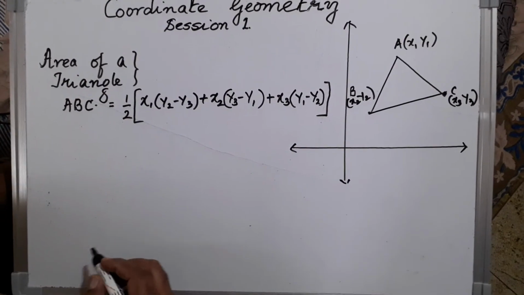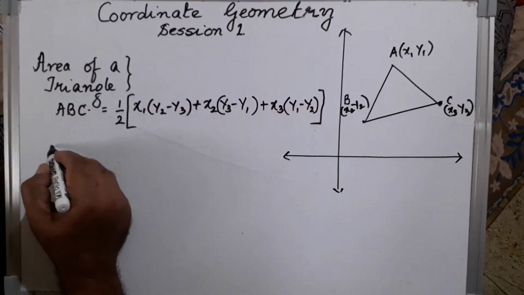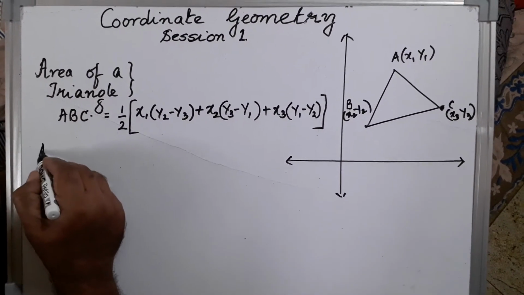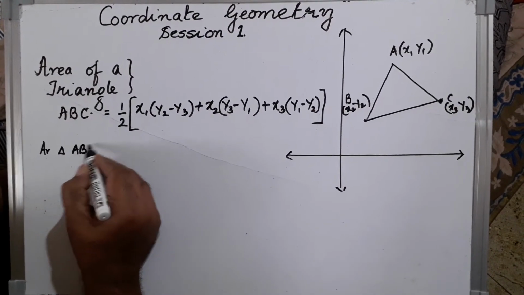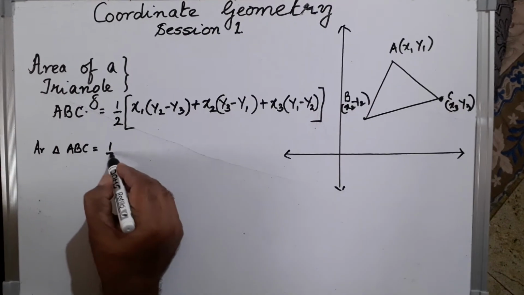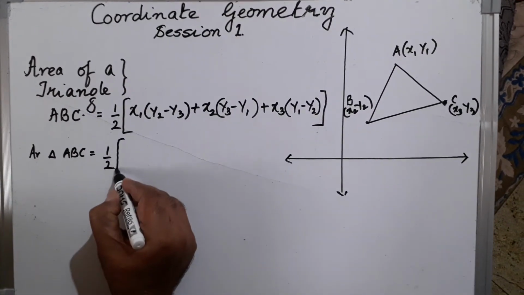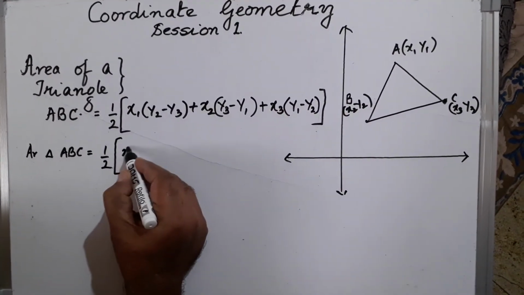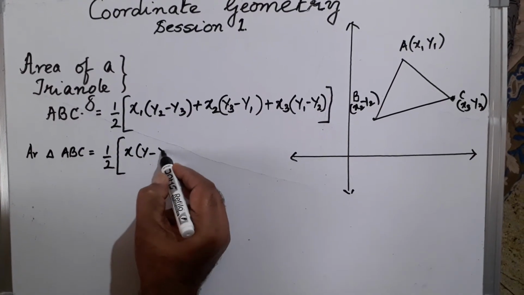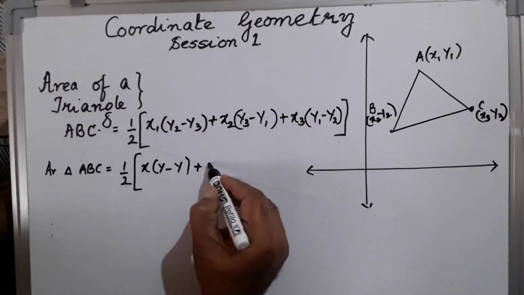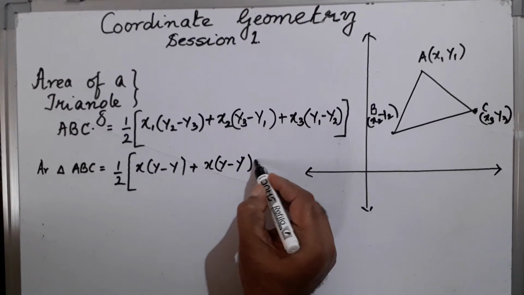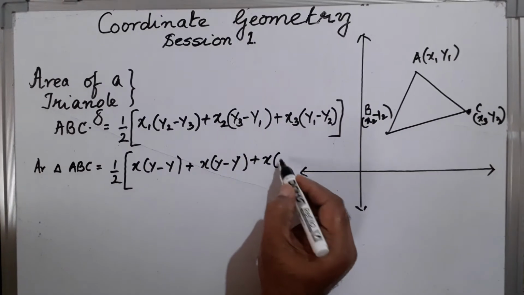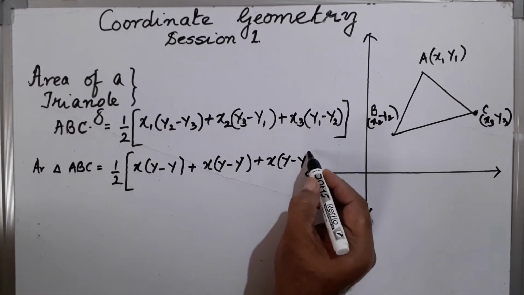And how do we remember this formula? You remember it this way. Area of triangle ABC is equal to half into, write x into (y minus y) plus again x into (y minus y) plus again one more time x into (y minus y).